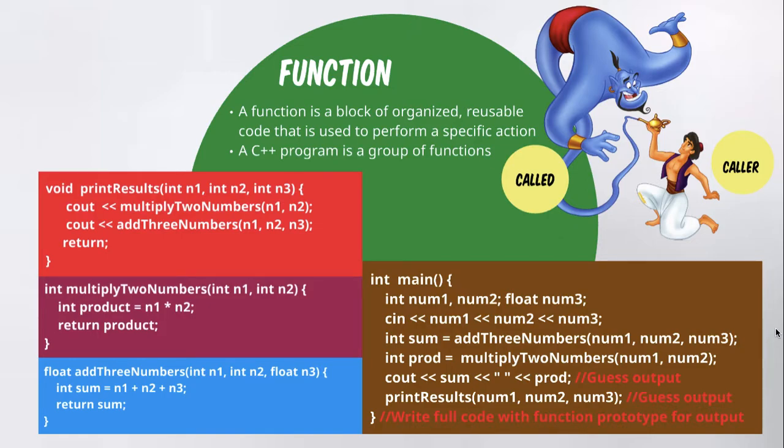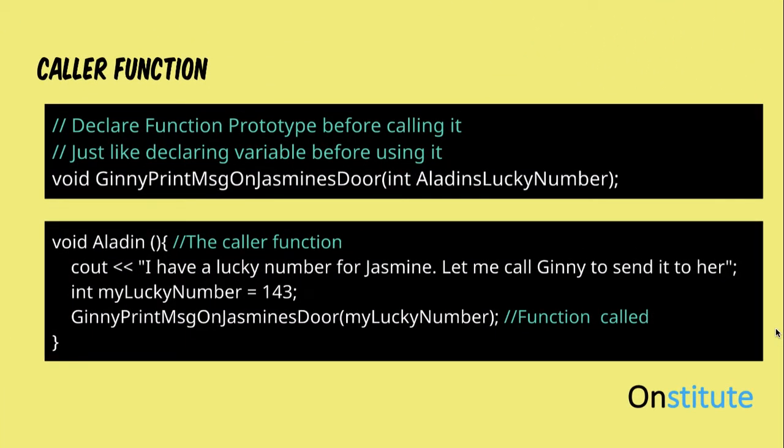Now let us delve deeper inside this caller and call function. In this example, the name of the caller function is Aladdin, just for easy understanding. The motivation of Aladdin is to write or print his lucky number on Jasmine's door. However, Aladdin is not capable of doing that because he may not have access to Jasmine's palace. So he decided that he will pass his lucky number to Genie and then call Genie's function to print that number on Jasmine's door.